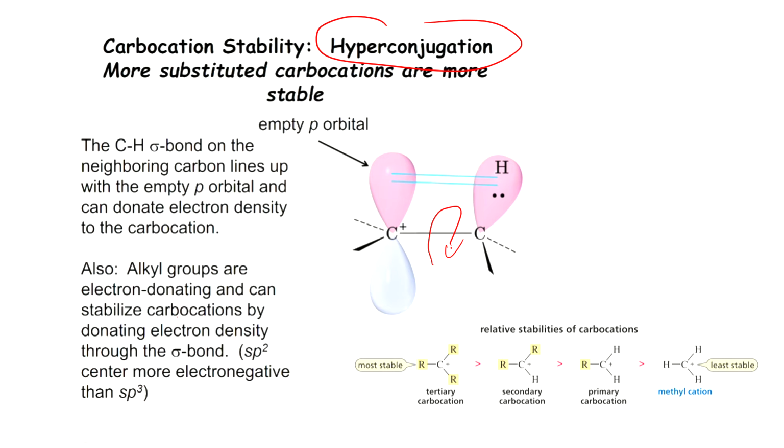Single bonds can rotate freely around their axis, so they can rotate 180 degrees. And as they do so, these p orbitals have the chance to overlap and share these electrons like so. So this electron can sometimes be shared. That increases the stability of these carbocations. And whenever we discuss carbocations, the more stable one is the one that is more substituted or has more carbons. So for instance, this has 3 carbons, this has 2 carbons, this has 1 carbon, and this is just a methyl.